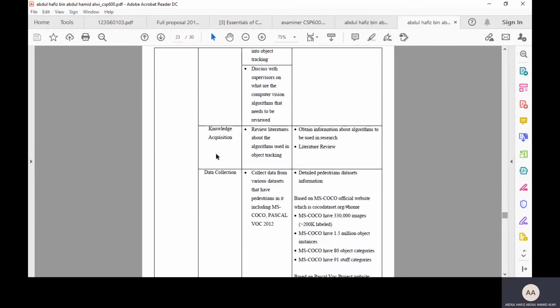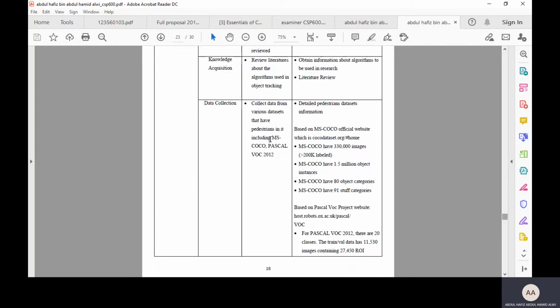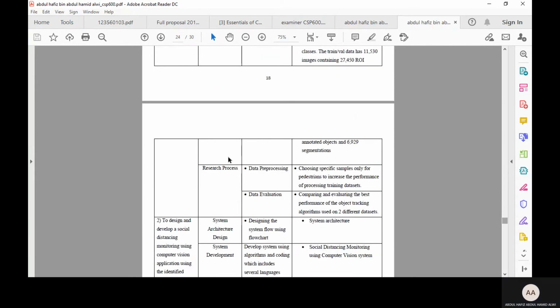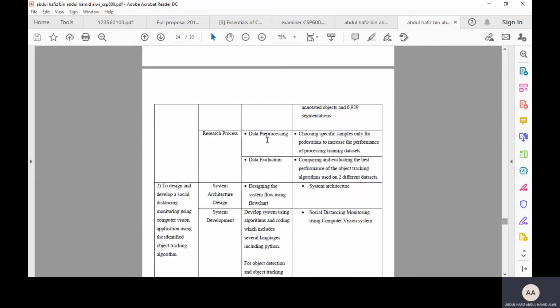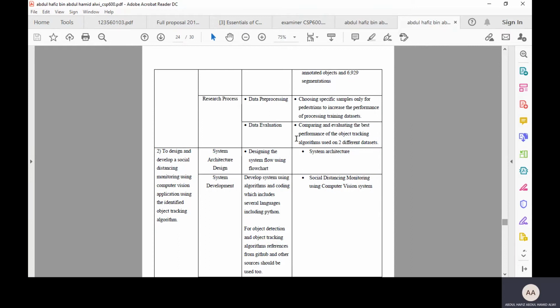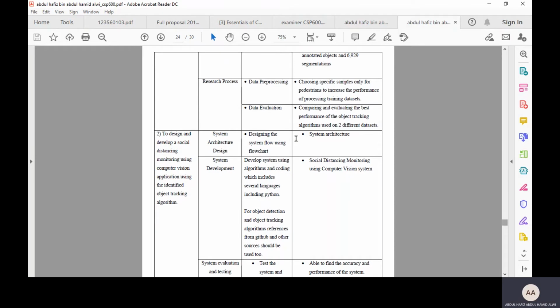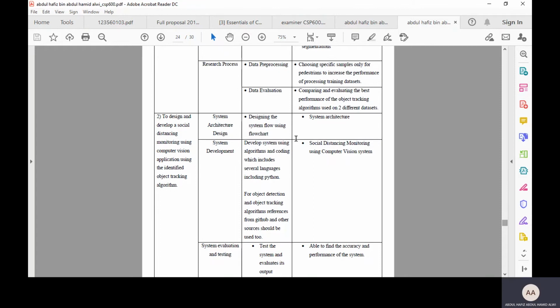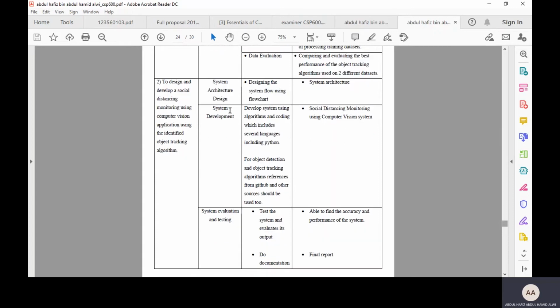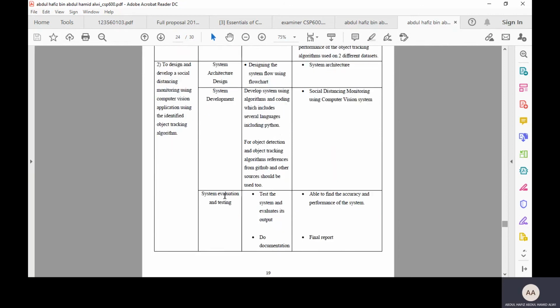And knowledge acquisition is where we read about the literature online. And data collection is when we collect the datasets from MS COCO and Pascal VOC 2012. This process is when we do data pre-processing, and there's also data evaluation when we compare and evaluate the best performance and choose the best dataset for this program later on when it finally goes live. And number 2 is the system architecture design. The flowchart, we have design and system development and system evaluation and testing.